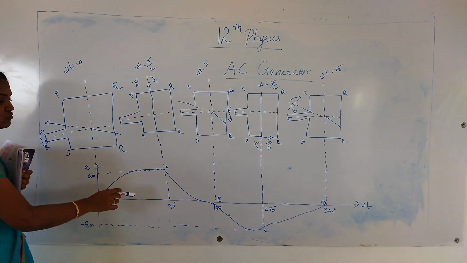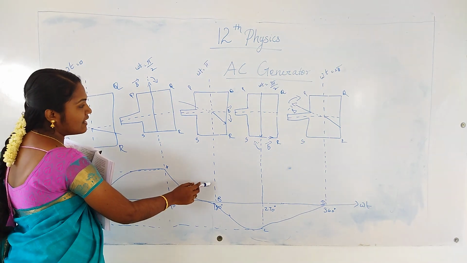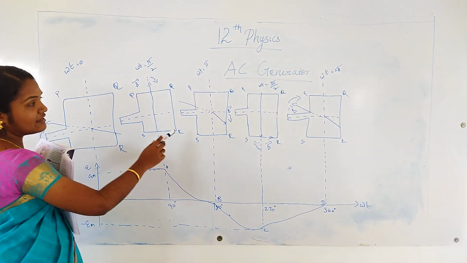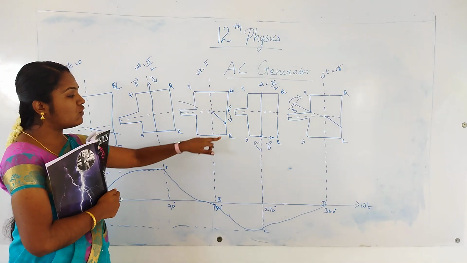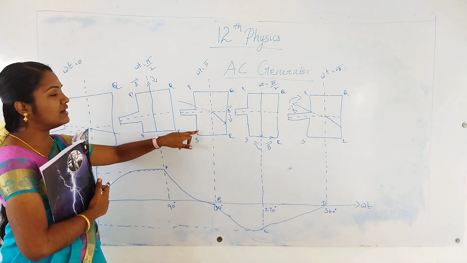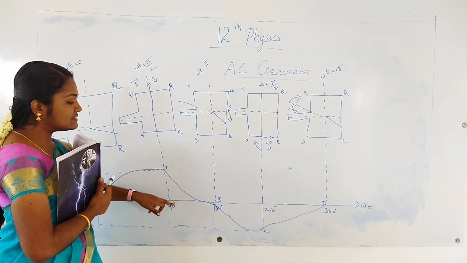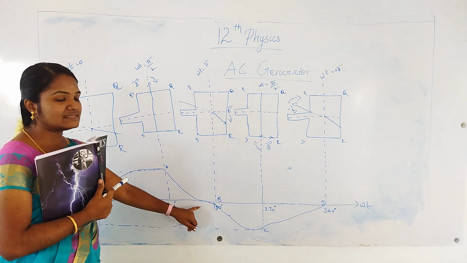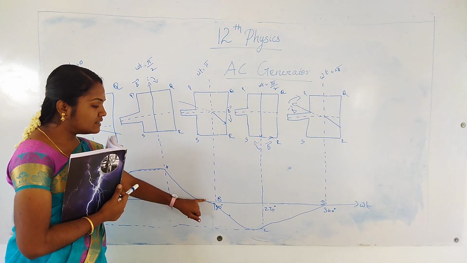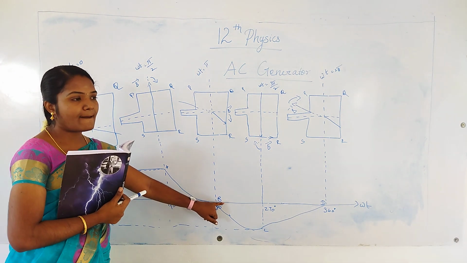Again it rotates to 180 degrees. It is again perpendicular to the plane of PQRS. Again the magnetic field is perpendicular to the coil PQRS. Here the induced EMF reaches 0. This place is marked as B.